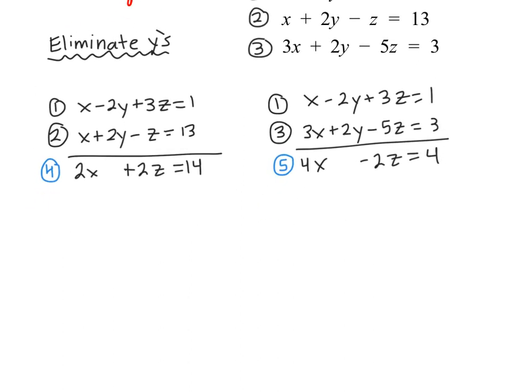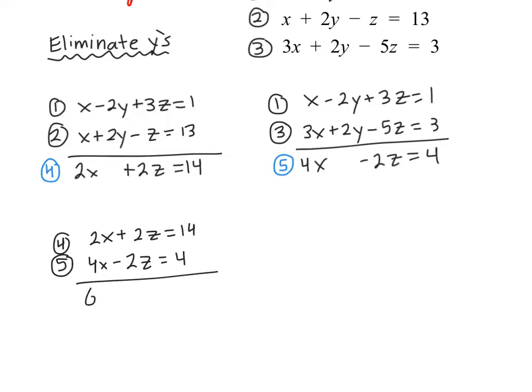So you can see now we have a system of two variables, just x and z. So we can solve this with elimination. You'll notice that your z terms conveniently happen to be opposites already, so they're actually ready for the elimination method. So let's add equations 4 and 5. And that leaves us with 6x equals 18, so x equals 3.